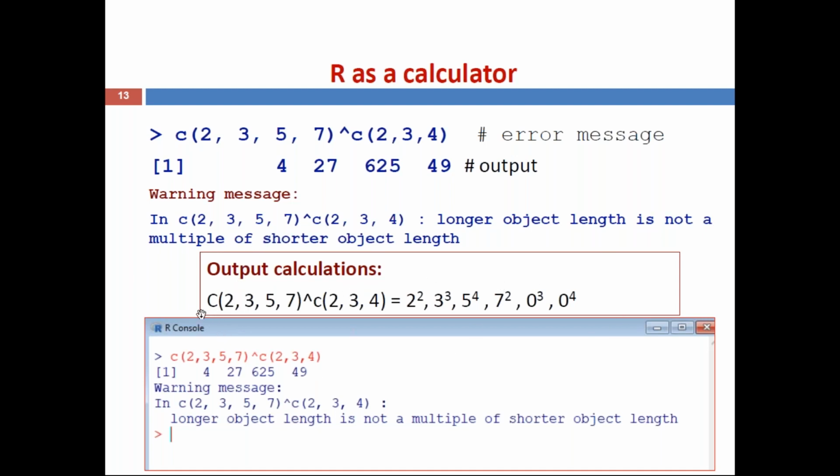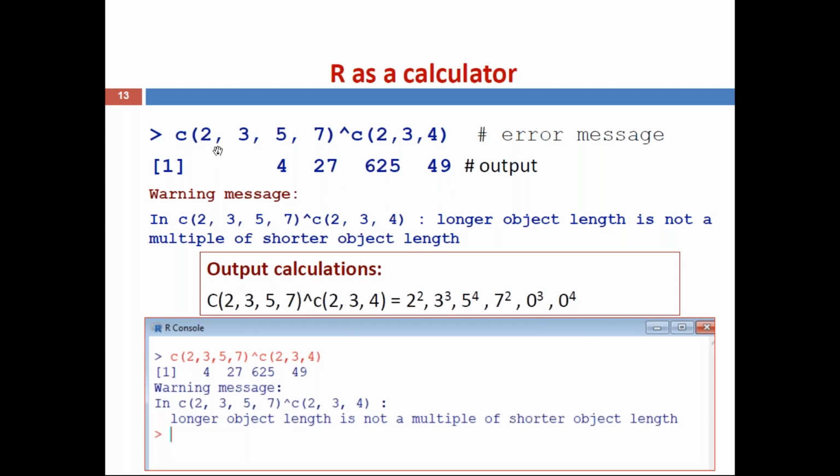See how the calculations are done here. First, as usual, c(2, 3, 5, 7) with c(2, 3, 4). So first it takes three: 2 power 2, then 3 power 3, then 5 power 4. Then the next group, 7. It takes 7 with the first one, 7 power 2, but 2 more are required. So for power 3 and power 4 you don't have any value, so 0 power 3, 0 power 4. Because of these missing values, it shows the error based on the length.